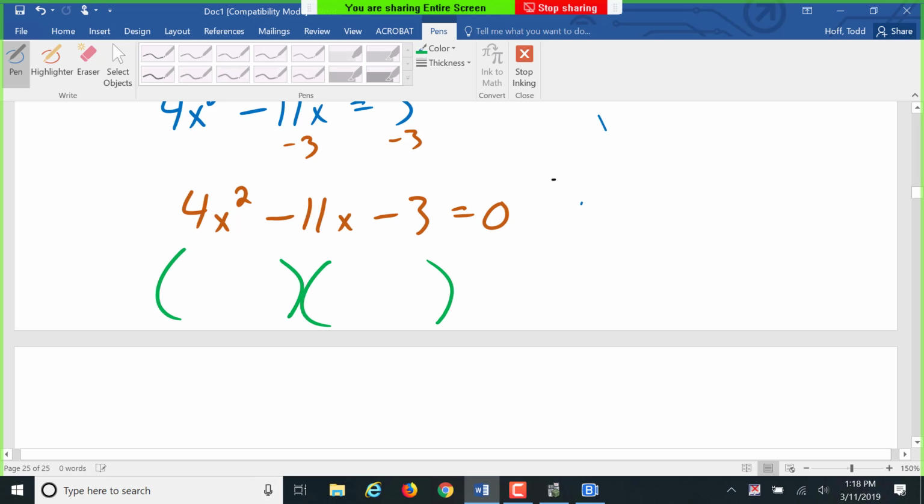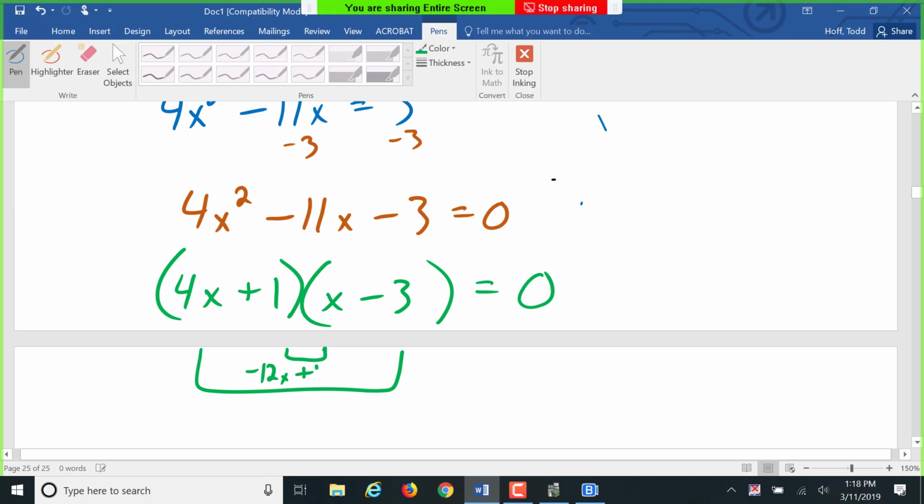Factor. We have a couple choices. We can either have 2x times 2x or 4x times x. Which one did you go with? 4x times x. Okay. And then? Plus 1 minus 3. That does check out. On the outside, 4x times negative 3 is negative 12x. 1 times x is positive 1x. That does combine to make negative 11x. So then we've got 4x plus 1 equals 0, or x minus 3 equals 0. What do we do from there?